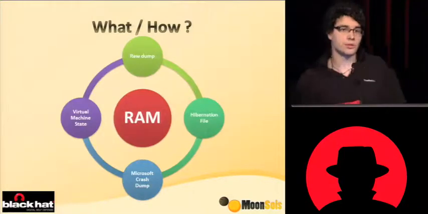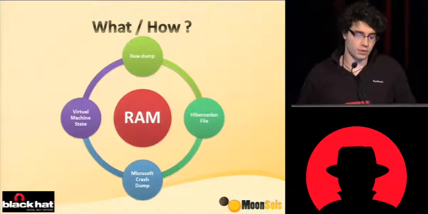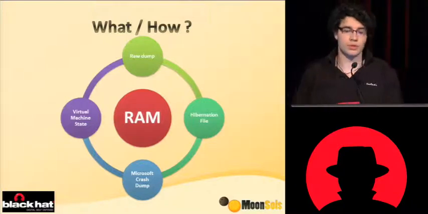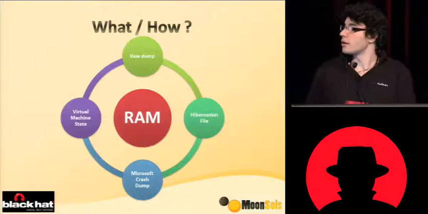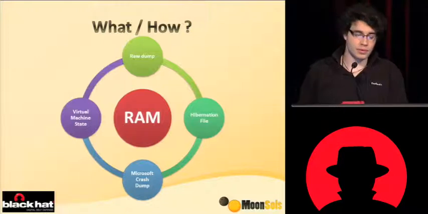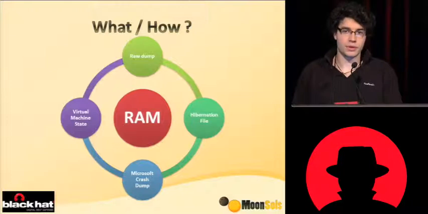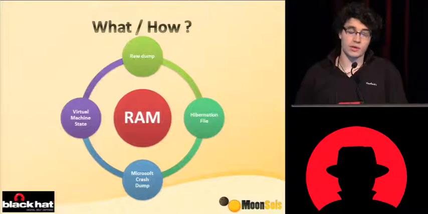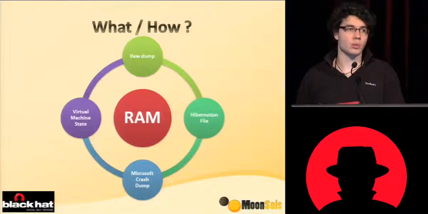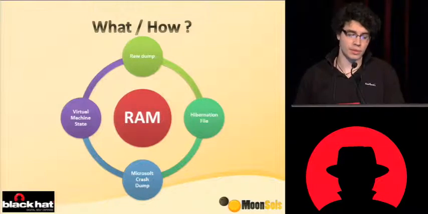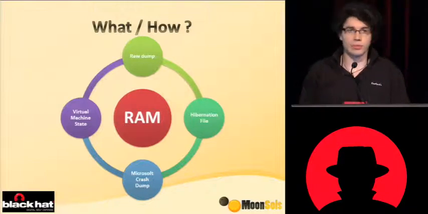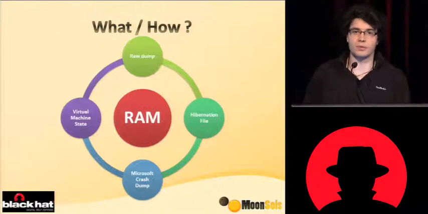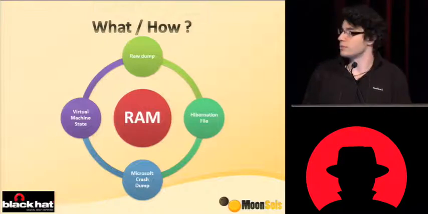This talk is only focused on software acquisition, on software conversion, of course. So regarding the physical memory, on Windows we have four main kinds of memory snapshot. The first one is the raw dump, when you want to access directly the device physical memory. But you can only generate this kind of file by using third-party tools.